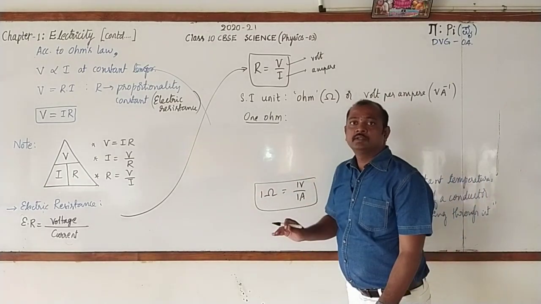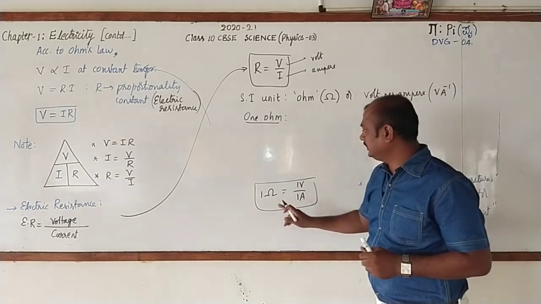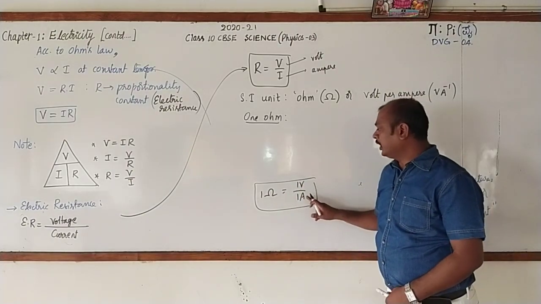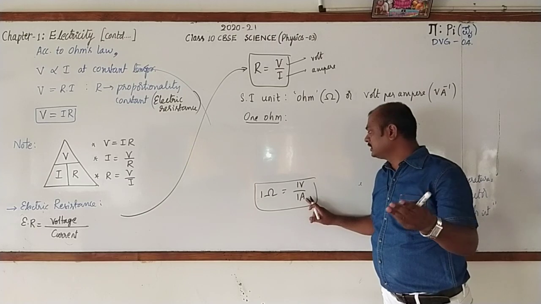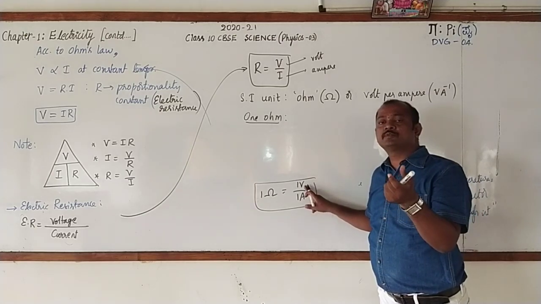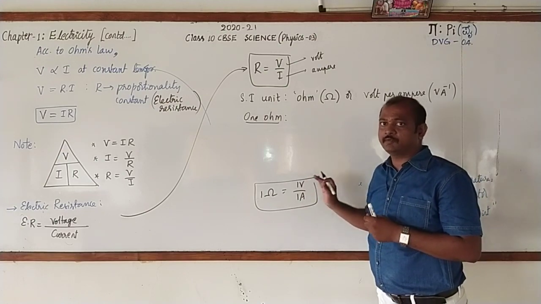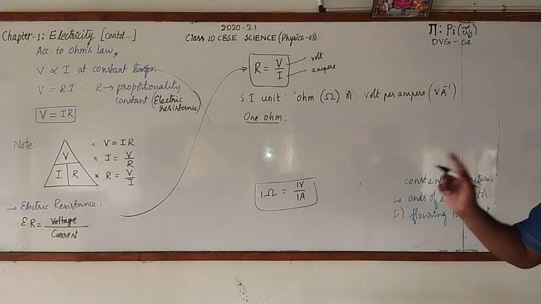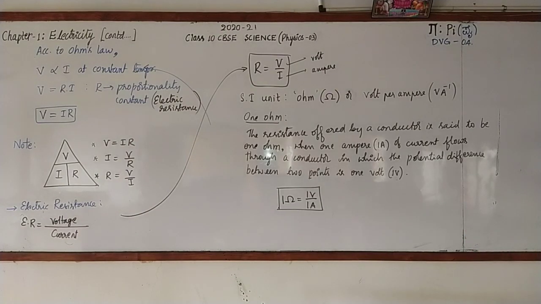That means the resistance offered by the circuit or a conductor is said to be 1 ohm when 1 ampere of electric current flows in the circuit such that the potential difference between the ends of the conductor is 1 volt. This is the definition. So now let me write the definition. You should copy with me. Yes, just go through the definition of 1 ohm.